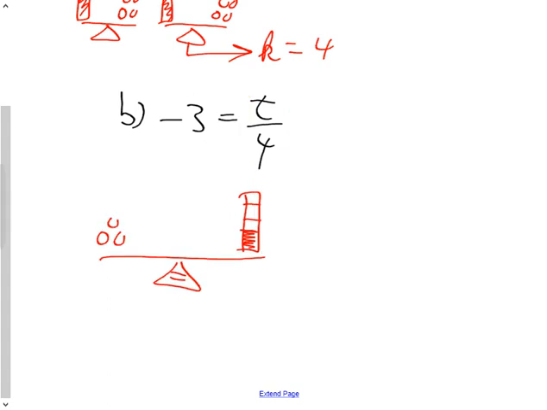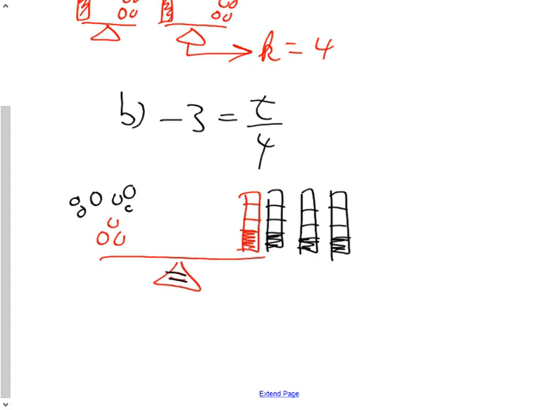But I don't want to know what a quarter of t is. I want to know what all of t is. So what I'm going to do to solve it is I'm going to take this side and multiply it by 4. I'm going to quadruple this side. But if I'm going to keep things balanced, if I quadrupled one side, I have to quadruple the other side. That's doubling it, that's tripling it, that's quadrupling it.